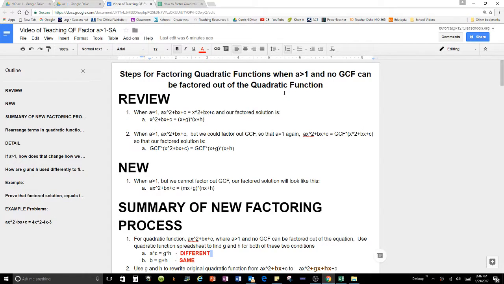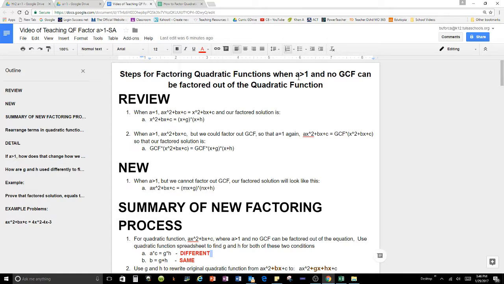We are moving on to factoring when a is greater than 1. And when we say a, we're talking about the quadratic function. Here you can see where my cursor is: ax squared plus bx plus c. So we're talking about that a.